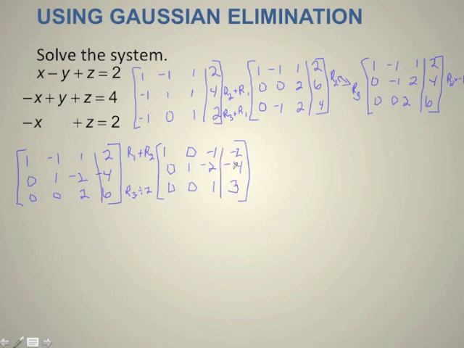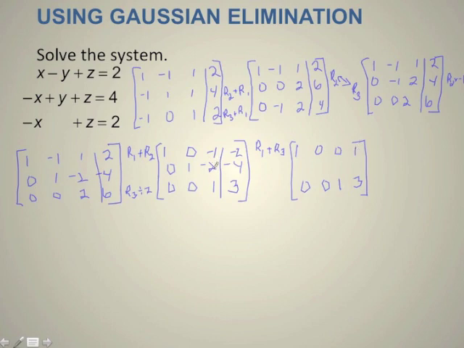So now I'm ready to use this 1 to make the zeros here. So I'm going to take row 1 plus row 3. Get my 0. Row 3 is going to stay the same. 0 plus 1 is 1. 0 plus 0 is 0. 1 plus -1 is 0. And 3 plus -2 is 1.